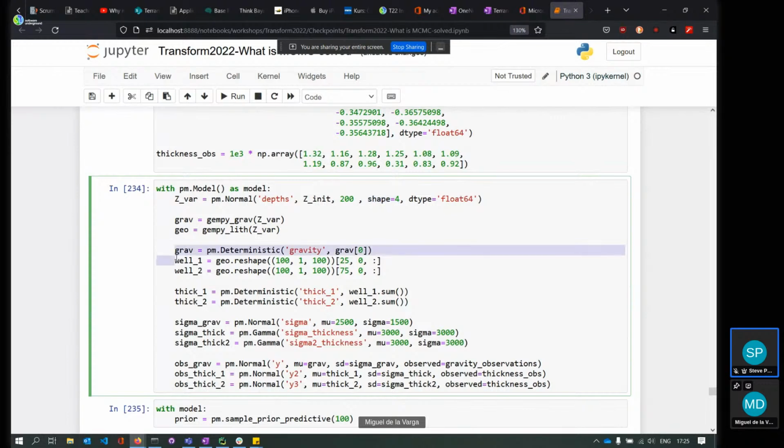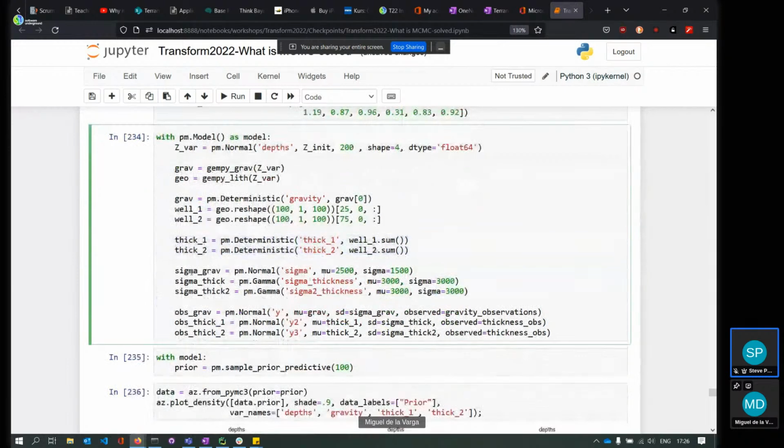And now I have a couple of deterministic functions that are calling the GemPy code to just give you the gravity. Here they are calling the GemPy code to give you the thickness of well 1 and the thickness of well 2. Well, actually, the array. The thickness is just the sum of the array of the well. And the rest is again very similar to what we saw before.